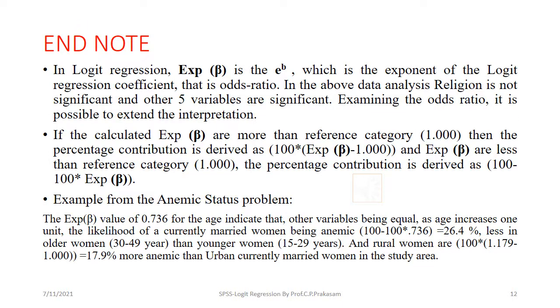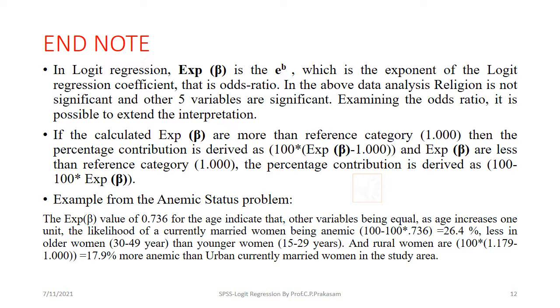End note. In the logit regression equation, the expected beta is e to the power of b, where b is the coefficient. It is the exponent of the logit regression coefficient, that is the odds ratio. That is the important criterion we have to decide. In the above data analysis, religion is not significant and the other 5 variables are significant. Examining the odds ratios, it is possible to determine the extent and interpret.